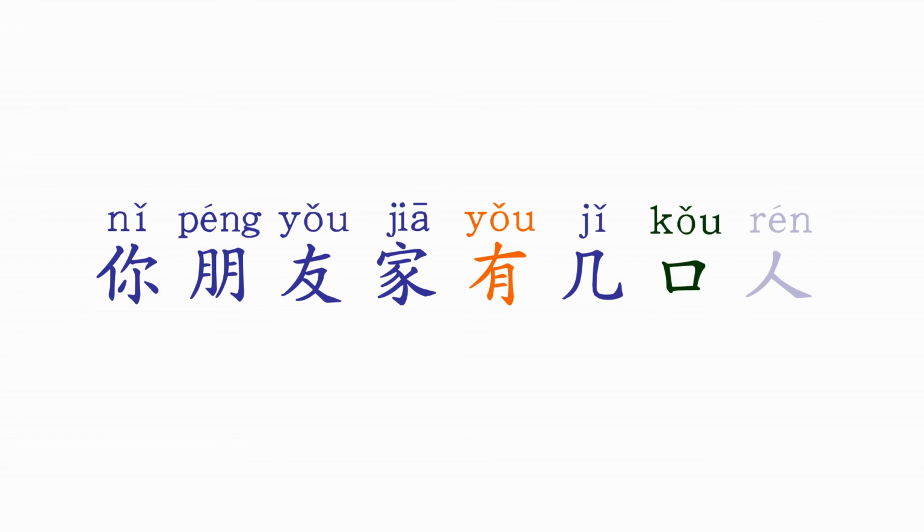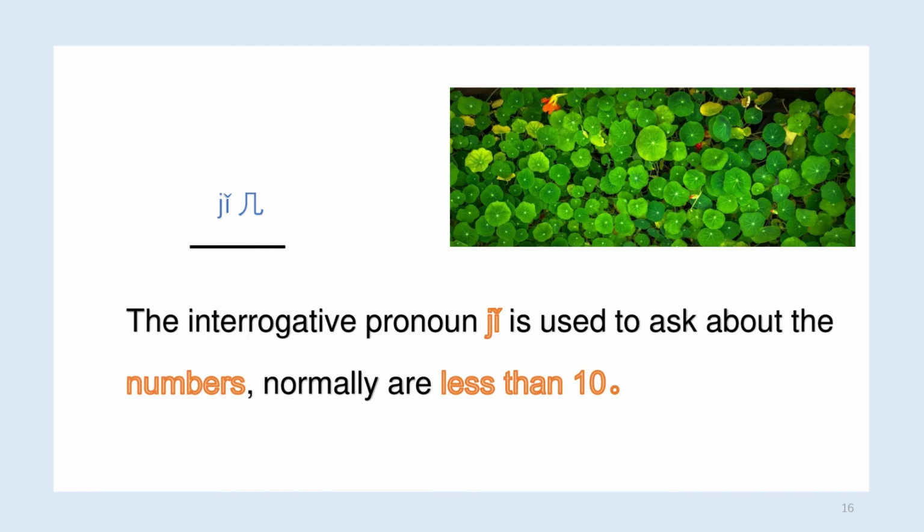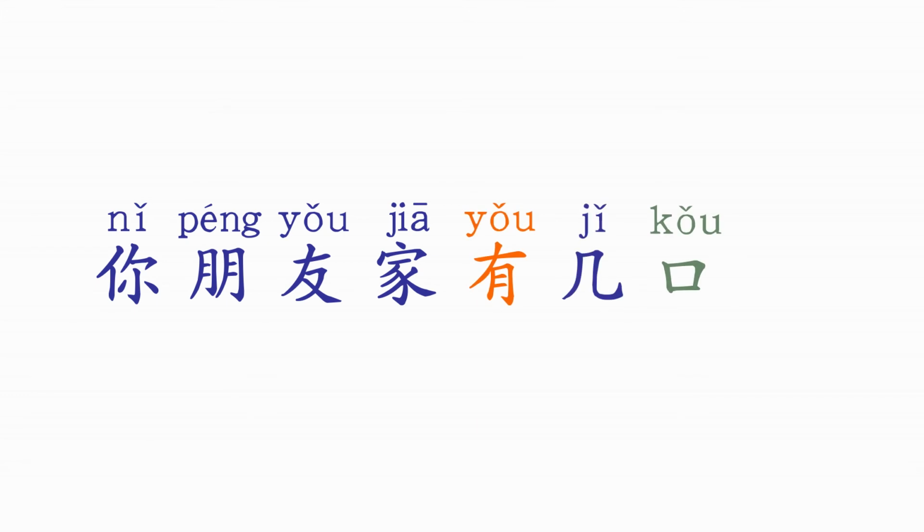Another thing that is worth mentioning is 几. If you ask the question how many with this word 几, then the answer you're expecting is less than 10. But there are 2 exceptions. We're going to talk about it around lesson 8 or lesson 10. So 几 normally is to ask for a small number, like 0 to 10. Okay, so 你朋友家有几口人? Okay, good. Do you understand this one?